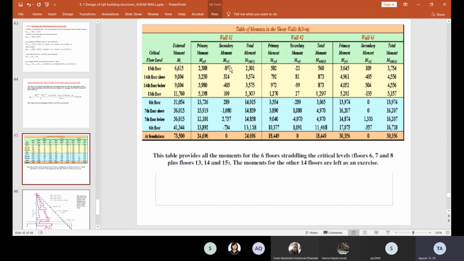primary moment, secondary moment, then this is the total moment, and then for wall two we also have the primary and secondary and total moment. So for design, you need to use the total moment only when you design for the shear wall. But please take note, this bending moment is due to the lateral force from the wind load or the wind pressure only.